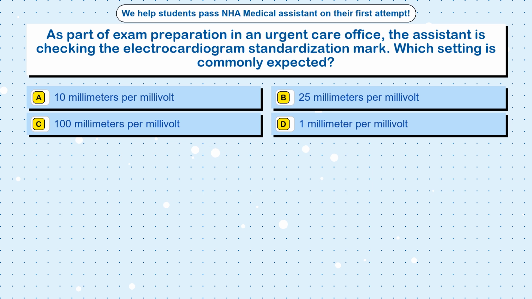Question 1. As part of exam preparation in an urgent care office, the assistant is checking the electrocardiogram standardization mark. Which setting is commonly expected? Option A, 10 mm per millivolt. Option B, 25 mm per millivolt. Option C, 100 mm per millivolt. Option D, 1 mm per millivolt.